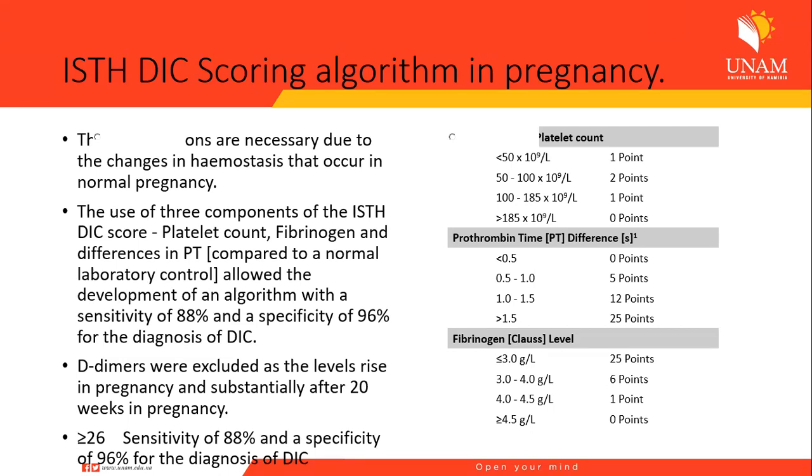The same also applies for fibrinogen. If it's less than 3, all right, 25, between 3 to 4, 6 points, 4 to 4.5, 1 point. And if the fibrinogen level is more than 4.5 grams per liter, 0. Note that a score of greater or equal to 26. All right, so if the prothrombin time difference is more than 1.5, and you have a platelet count of between 50, the patient already qualifies for the diagnosis of DIC.